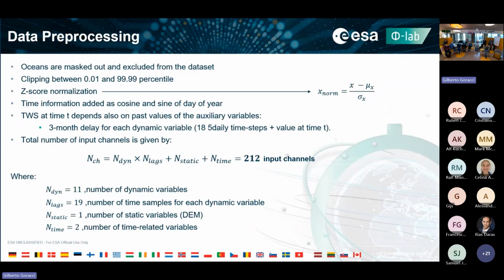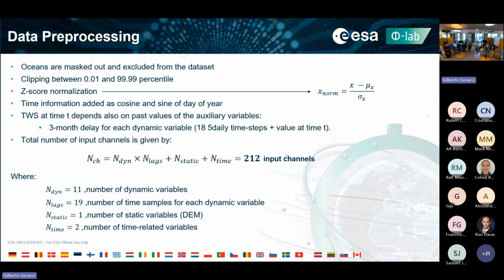And then there is a very important thing to do, which is to consider that the terrestrial water storage is a quantity that has memory. What it means is that the TWS at a given time depends also on past values of precipitation, evaporation, and so on. Because, of course, if it rains today, this will have an effect also in the future for the terrestrial water storage, because the changes are not immediate, not instantaneous. So we consider a 3-month delay for each dynamic variable. This corresponds to 18 5-daily time steps plus the value at time t.